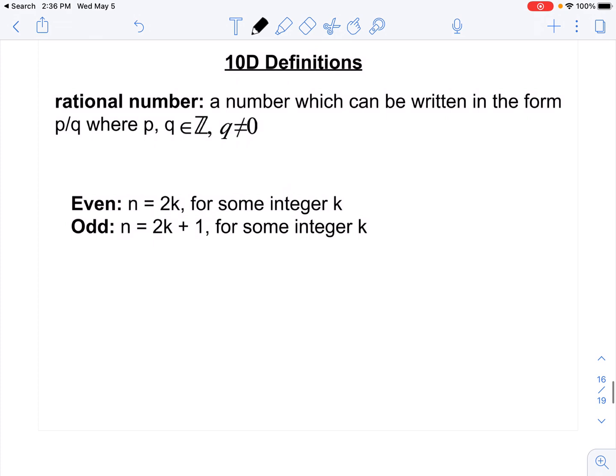10D, definitions. A rational number is a number that can be written in the form of P divided by Q, where P and Q are integers, and Q is not equal to 0. The definition for an even integer is n equals 2k for some integer k. An odd integer would be 2k plus 1 for some integer k.